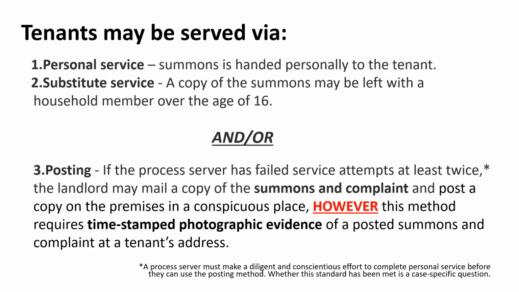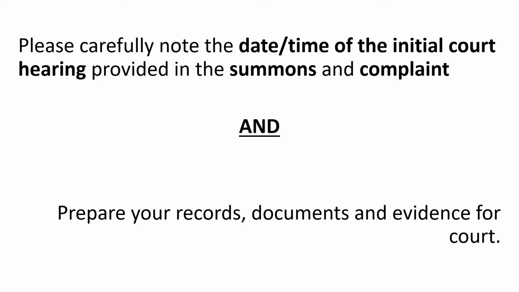and/or 3. Posting. If the process server has failed service attempts at least twice, the landlord may mail a copy of the summons and complaint and post a copy on the premises in a conspicuous place. However, this method requires time-stamped photographic evidence of a posted summons and complaint at a tenant's address. Please carefully note the date and time of the initial court hearing provided in the summons and complaint, and prepare your records, documents, and evidence for court.